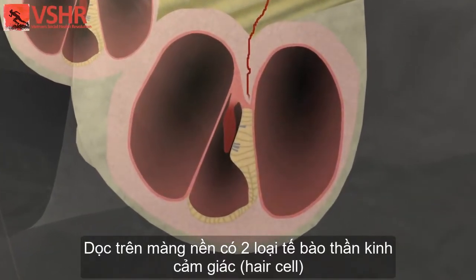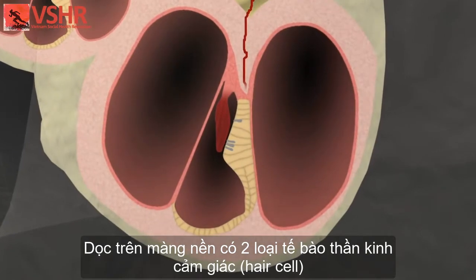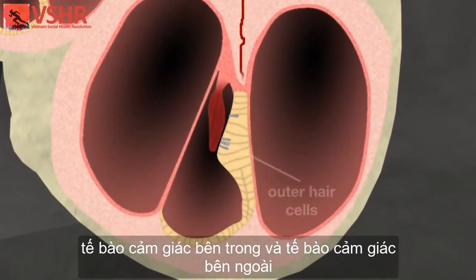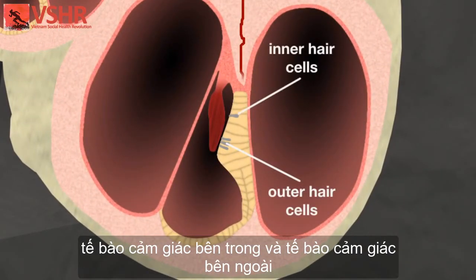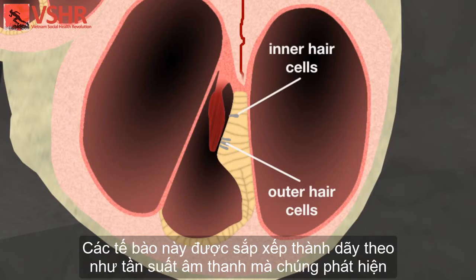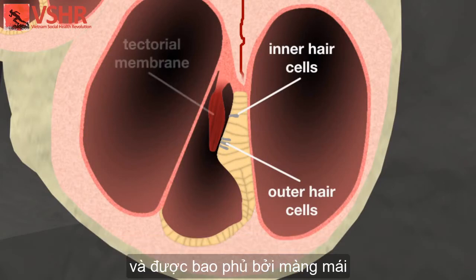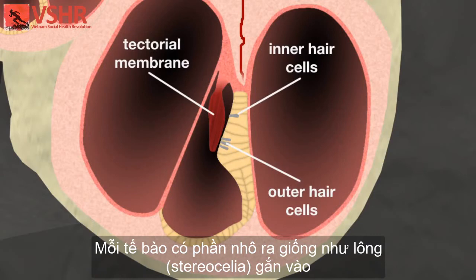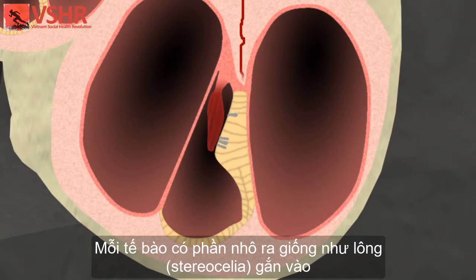Along the basilar membrane are two types of sensory cells, or hair cells, called the outer and inner hair cells. These are arranged in their rows according to the frequency, or pitch, of sound they detect, and covered by the tectorial membrane. Each hair cell has tiny hair-like projections, called stereocilia, attached to them.